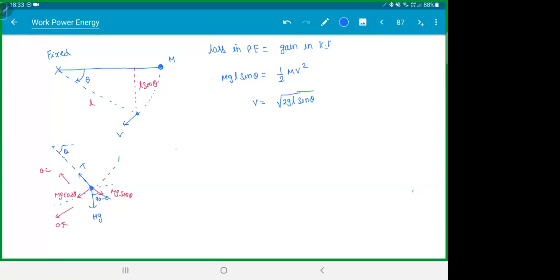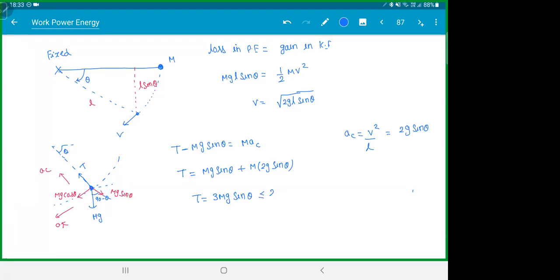And then if you write the forces here, T minus mg sin theta will be mass into centripetal acceleration. What is a centripetal? v square by L. This will be 2g sin theta. That's your centripetal acceleration. So T will be mg sin theta plus m a centripetal, which is m 2g sin theta. So tension in the string at any instant is 3 mg sin theta. So you can do the D part of the question here only.